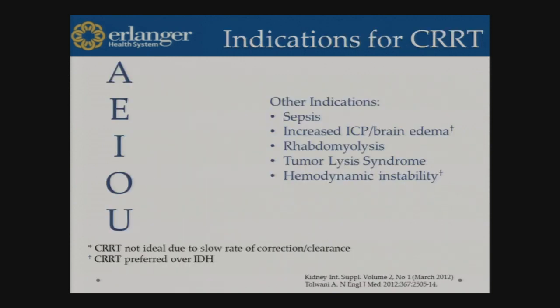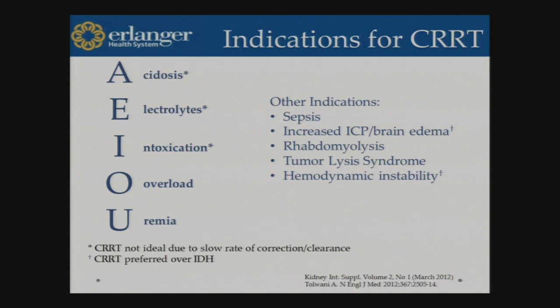So I'm going to briefly discuss the indications for CRRT and dialysis, and I'm sure many of you guys learned in school the AEIOUs, so we'll briefly go over those. A is for acidosis, E is for electrolytes, I is for intoxication, and here we're talking about any kind of ingestion or drug overdose that's dialyzable, O is overload, and then U is uremia. And with overload, we're referring to volume overload.